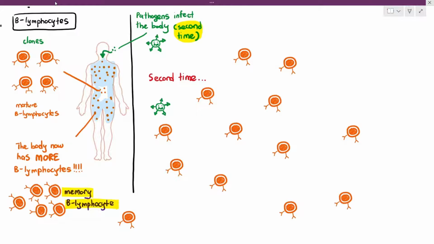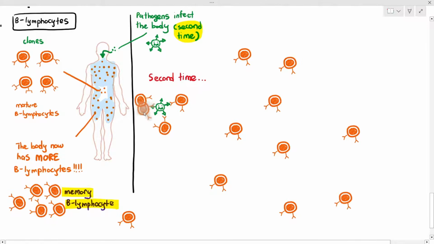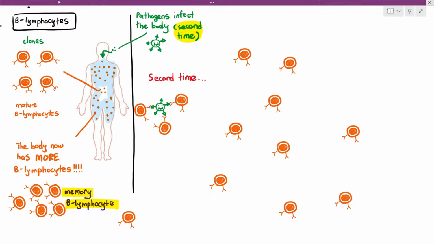You see, the first time the pathogen entered your body, you had very few B lymphocytes, so your response to the pathogen was not immediate. It took a few days for it to happen. But the second time it happened, you have so many memory B lymphocytes circulating in your body right now that the moment the pathogen comes into your body, what happens? There are so many B lymphocytes in your body, and each of those B lymphocytes will immediately latch on to the pathogen. In fact, it doesn't take a few days, it might just take a few hours for it to happen.